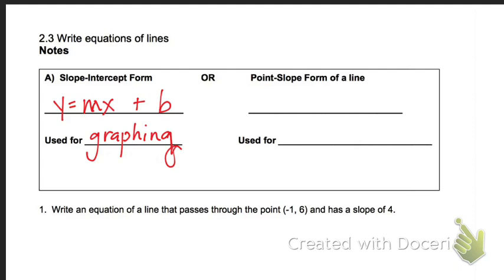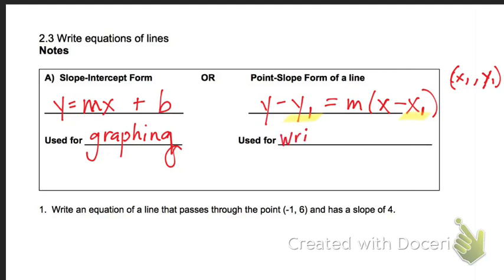The second one that we're going to talk about is point slope. Anyone remember that equation? Y minus y1 equals... where x1 and y1 are ordered pairs, or are an ordered pair. And that's used for writing equations.